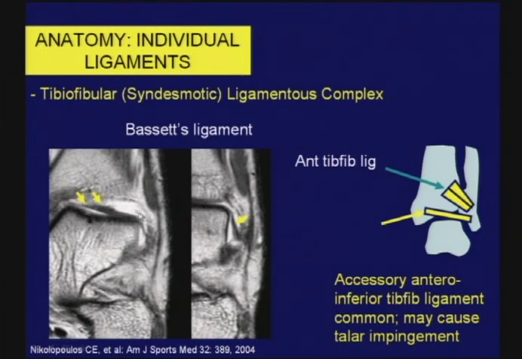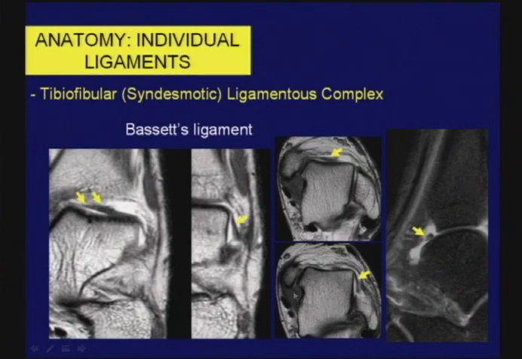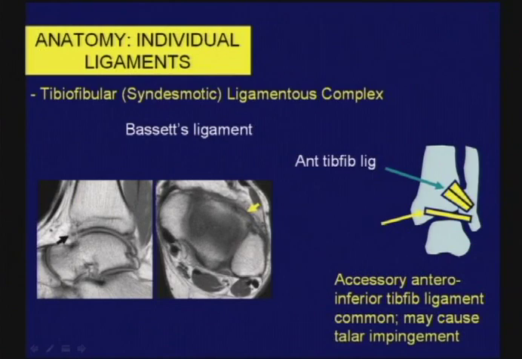But once again, a secondary finding might be edema in the subjacent talus. Bassett ligament, here's what it looks like in the axial plane, this structure and this structure. This is what it looks like in a sagittal plane. It looks like an intra-articular body. Another example, that is a Bassett's ligament in front of the tibia. Here's what it looked like in the axial image.